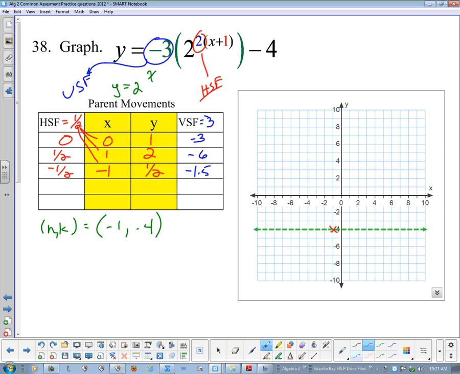Now, all you have to do is from the horizontal stretch, from the HK, plot those points. 0, negative 3. 1/2, comma, negative 6. 1/2, negative 6. 1, 2, 3, 4, 5, 6. And finally, negative 1/2, negative 1.5. It's going to look exactly like this.